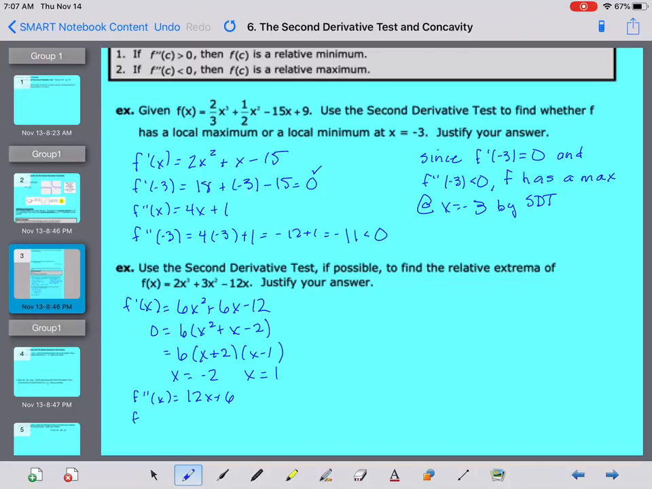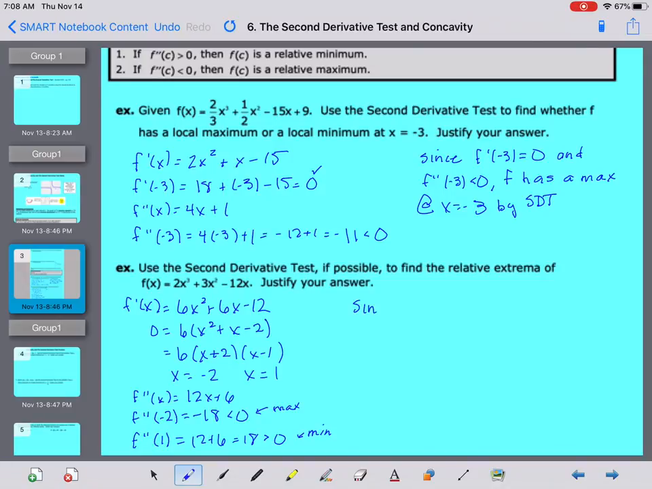Now I want to take both the negative 2 and the 1 and plug them in. So I'm going to start with the negative 2, so that gives us negative 24 plus 6, which will give us negative 18, which is in fact less than 0. And if I plug in a 1, I get 12 plus 6, which is a positive 18. It's a very symmetric graph, which is greater than 0. Okay, and what that means is that this, because it was less, is our maximum, and this, because it was greater, is our min.